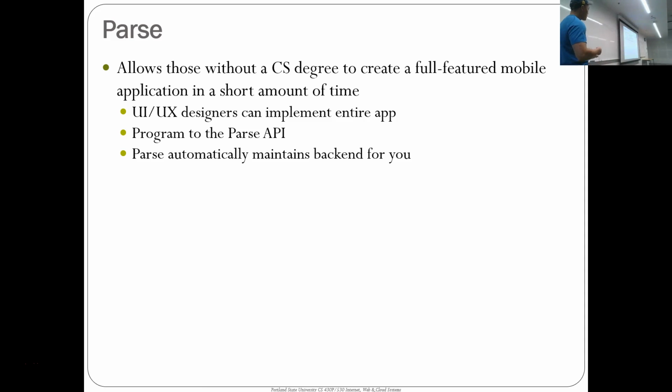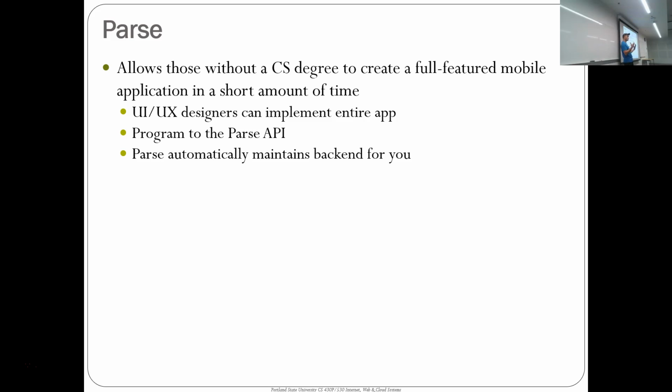So the innovation of Parse was that it allowed those without a CS degree to create a full-featured application in a short amount of time. I came across this because there's this college in the Bay Area, the Academy of Art University now, and they were having their art students develop cool mobile apps using stuff like Parse. And this is cool because then you don't have to go through a four-year CS degree potentially to build something. This allowed people just doing UI UX to actually implement the entire app.